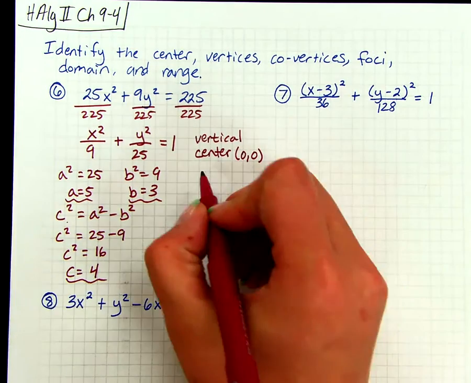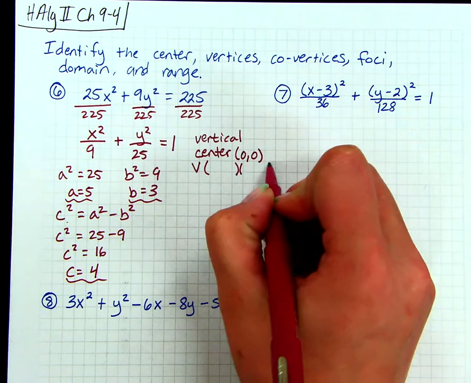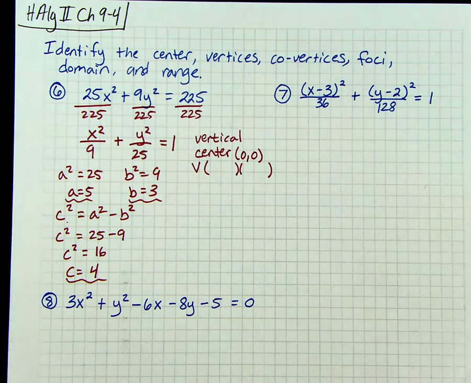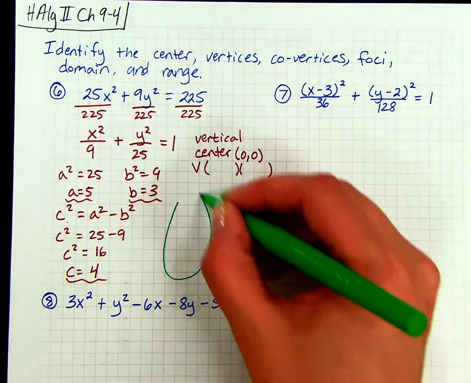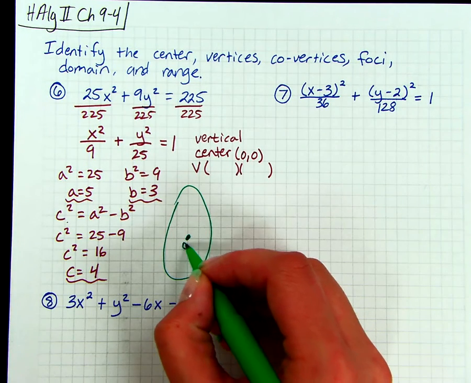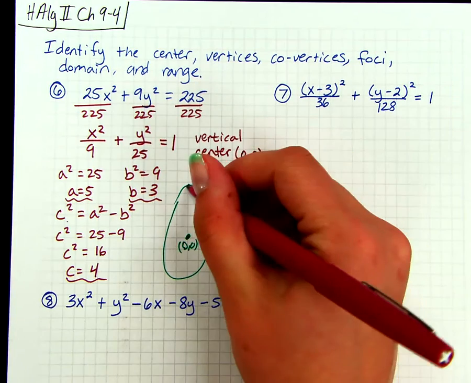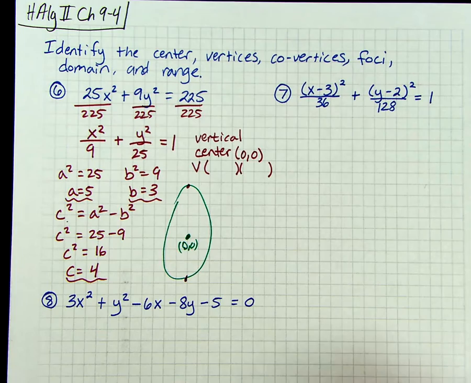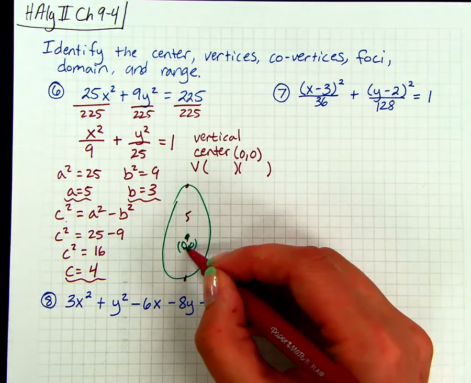So if we start with our vertices, so I'm just going to use V for vertices. Okay, we know that we're going to have 2. And we know that we're vertical. So what I'm going to do just to kind of help us picture what's going on is I'm going to just make a rough sketch of our ellipse. So since it's vertical, we know that it's going to be longer this way. And here's our random center point. Well, it's not random. This is at 0, 0. Okay. So our vertices are going to be above our center point and below our center point. And we know that our A value is 5. So this distance has to be 5. And then this distance has to be 5.